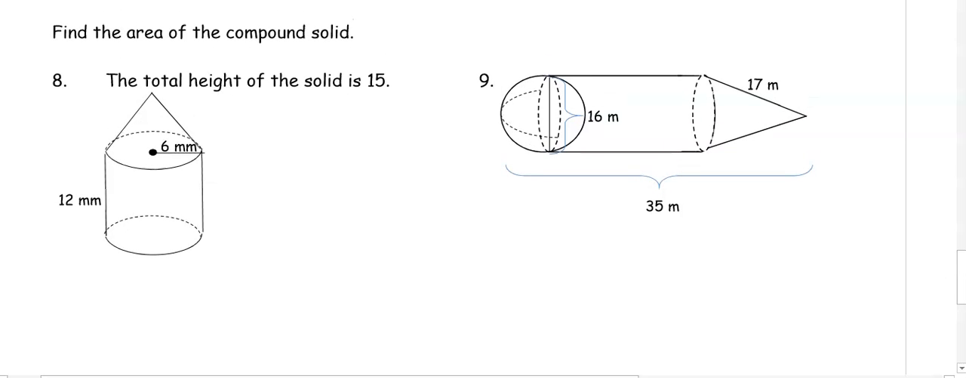So in number 8, we have a cylinder and then a cone on top of it. The total height is 15. Well, if the cylinder is 12, that means the height of the cone is going to be 3. So in this case, when we are looking at this shape, we want the lateral area of the cone plus the lateral area of the cylinder plus we want the area of one circle for the circle that's on the bottom because we're thinking about painting this whole thing.